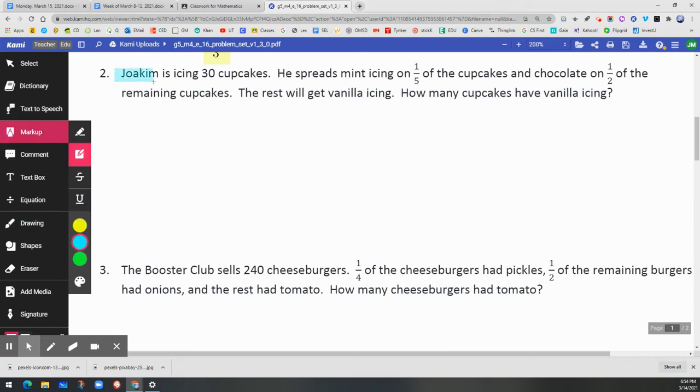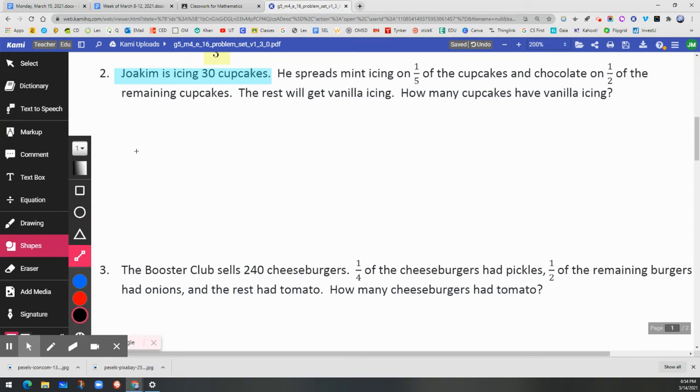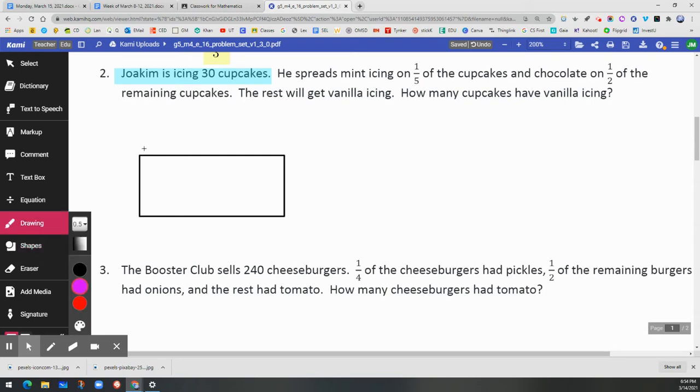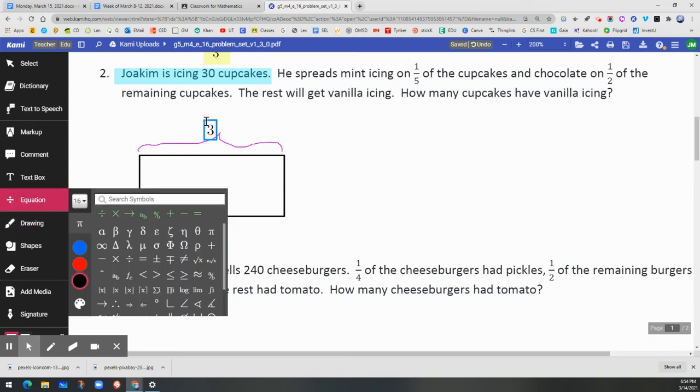Joachim is icing 30 cupcakes. So that's your total right there. They're giving you the answers on the problem. So that says the total is 30 cupcakes, right? So you create a tape diagram and make sure you label this tape diagram with the total, which is 30 cupcakes. So I'm going to write 30 cupcakes right there on the top. So that is your total.